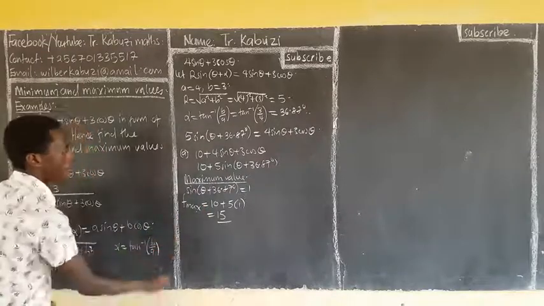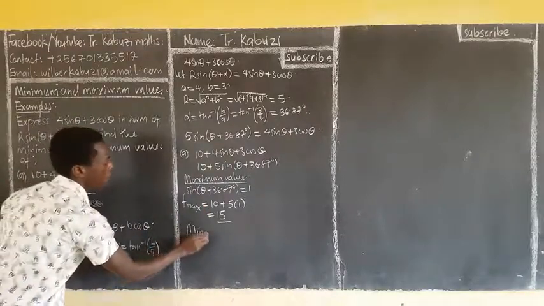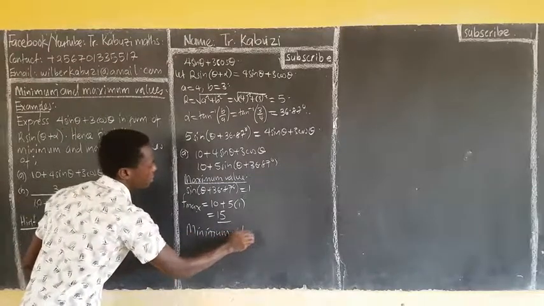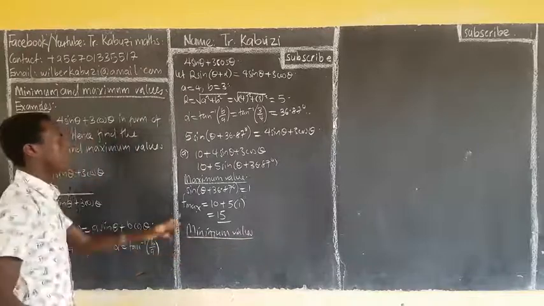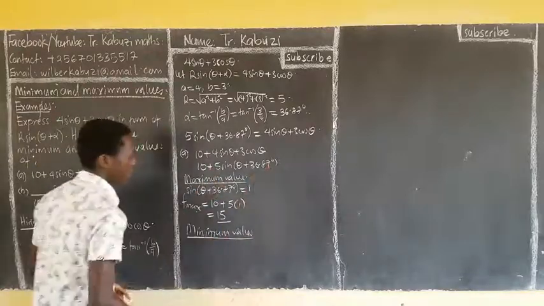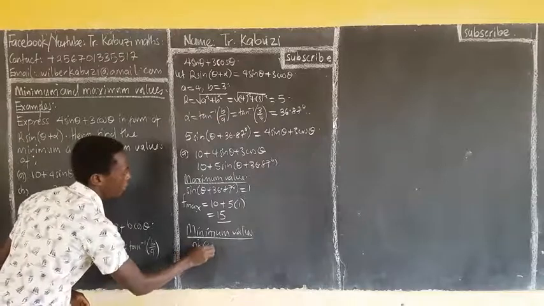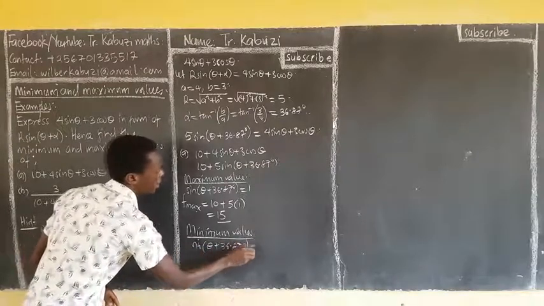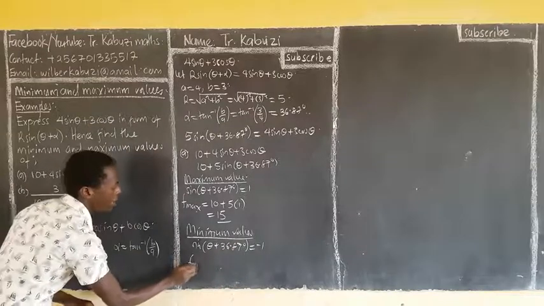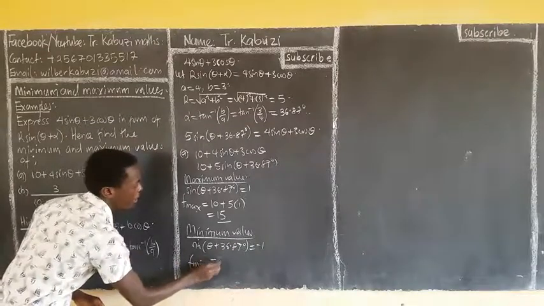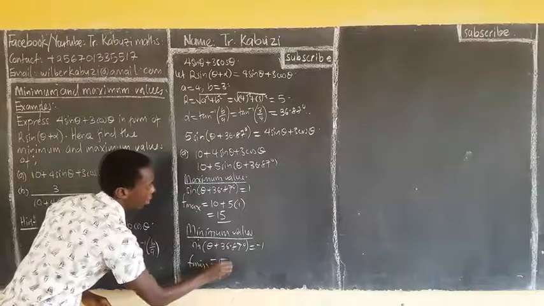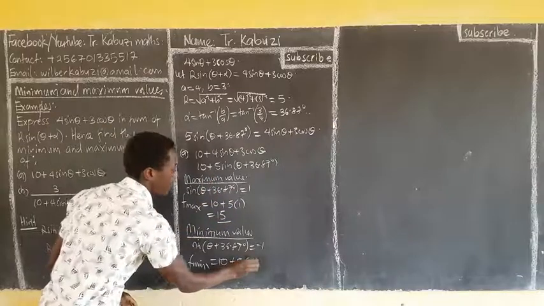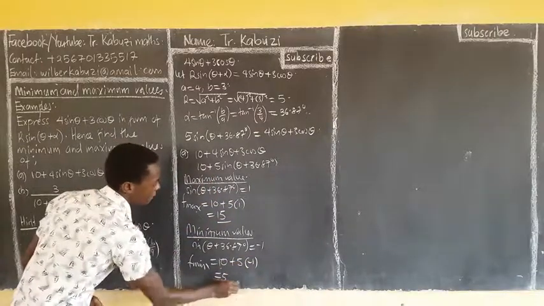Then the minimum values. For the minimum value, we say the whole of this should be negative 1. So sine of theta plus 36.87 degrees should be negative 1. Now my f minimum is going to be 10 plus 5 into the whole of this, which is negative 1, which will give you 5.